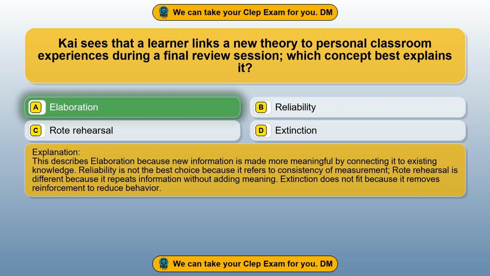This describes elaboration because new information is made more meaningful by connecting it to existing knowledge. Reliability is not the best choice because it refers to consistency of measurement. Rote rehearsal is different because it repeats information without adding meaning. Extinction does not fit because it removes reinforcement to reduce behavior.